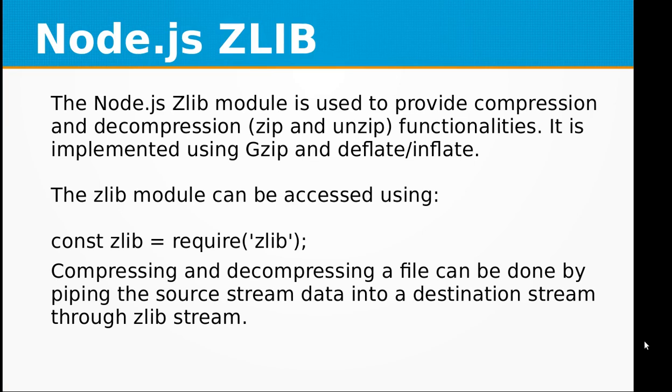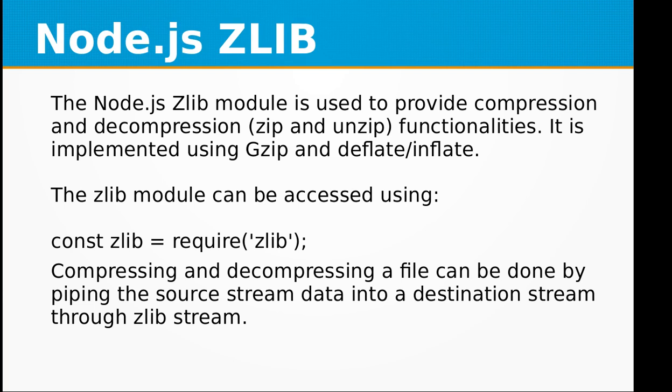The Node.js zlib module is used to provide compression and decompression, zip and unzip functionalities. It is implemented using gzip and deflate, inflate. The zlib module can be accessed by requiring the zlib module, so you can create a zlib object.